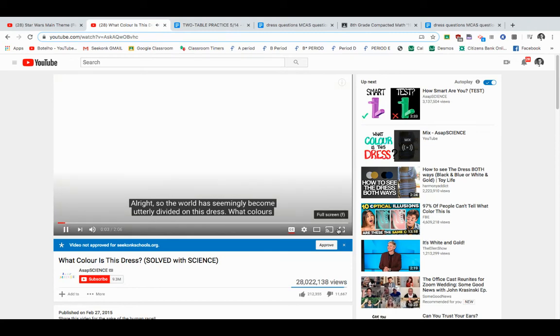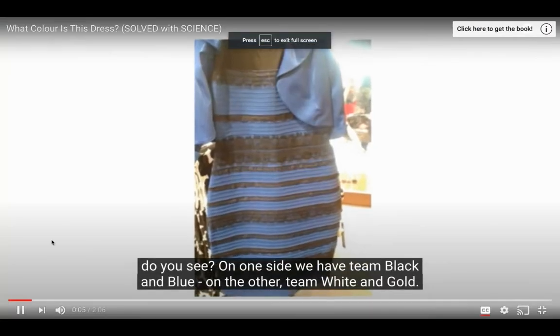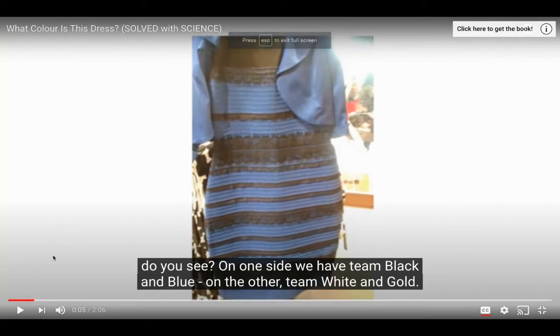Become utterly divided on this dress. What colors do you see? So what colors do you see? Serious, man. I just see white gold. It's like an off-white, but it's white and gold. There's no blue. Maybe like a very small tinge of blue, but like it's white and gold to me.